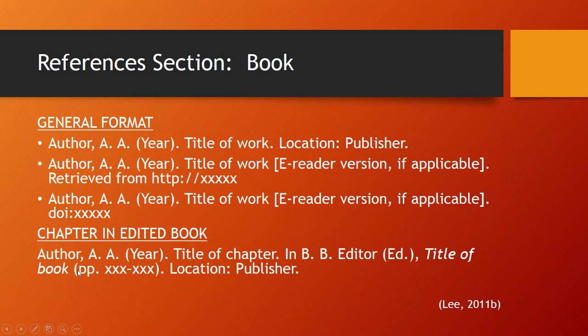For a chapter in an edited book, typically each chapter is authored by a different person. So you would have the author of the chapter and the year when it was published, title of the chapter, again, only the first letter capitalized. Then you would put in the editor information, then the title of the book in italics, and the page numbers, location, publisher. And you may notice on all of my slides, I have little in-text citations telling you where I got that information.